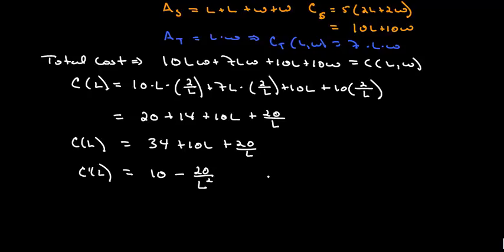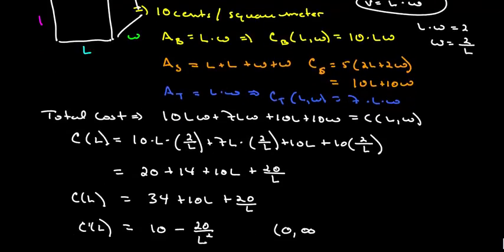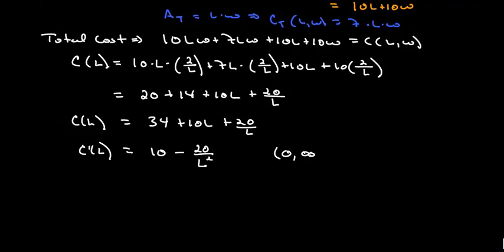Now, my L values can go from 0, and they really can't go to, well, I guess they could go to infinity, but we're trying to minimize cost, so it's not going to go out that far. We're not going to include 0, because otherwise that causes an issue with our cost function. It also causes an issue with our volume, because if L was 0, then 0 times W would have to equal 2. So we need some volume, so we can't let it be equal to 0. And then of course we're going to go out to infinity. So this is the range of L.